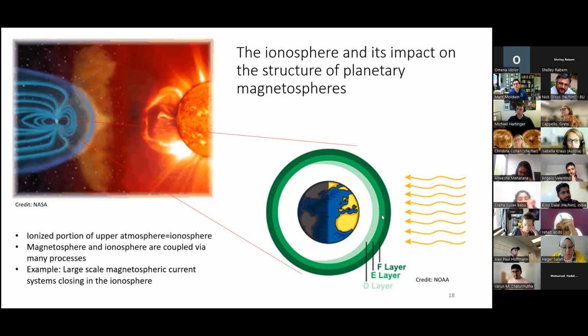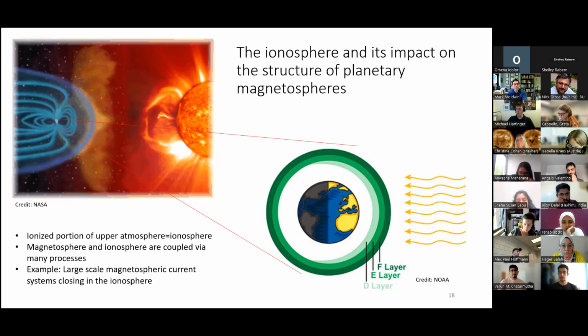The processes that affect the ionosphere are things like photoionization. On the Earth's day side, you have a lot more plasma being photoionized, so the thickness and the density of these layers is much more than on the night side. You can translate that to conductance. If you think about processes in the magnetosphere like large-scale current systems, a lot of them are going to close in the ionosphere.